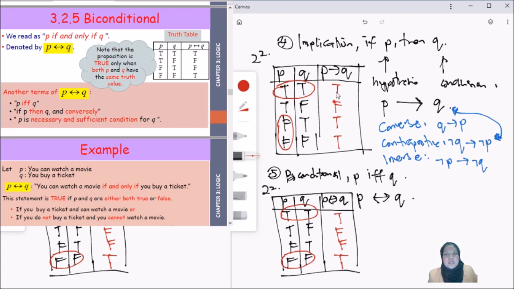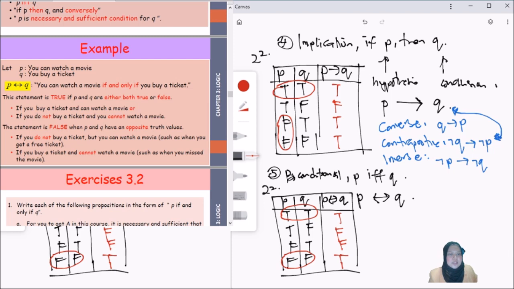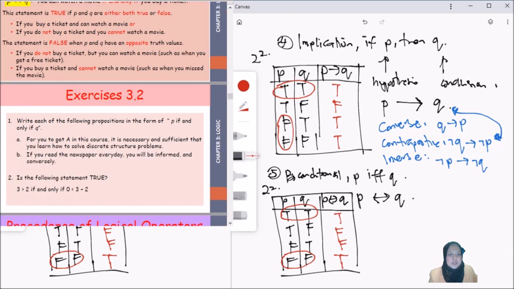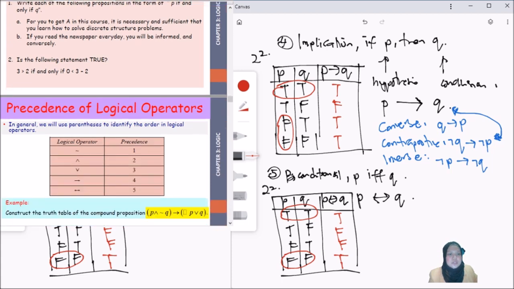Okay, and the biconditional also has other terms like the implication. The other terms for P if and only if Q are: if P then Q, and conversely, P is a necessary and sufficient condition for Q. So this you also have to be familiar with. Alright, so this is the example using other terms of the biconditional, and there are some exercises that you have to do on your own.